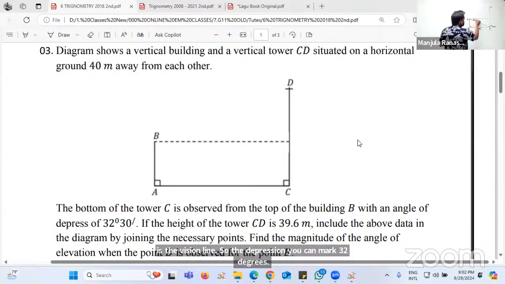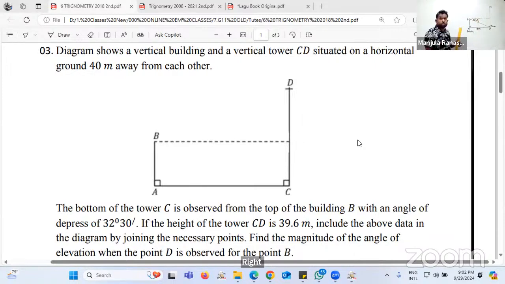30 minutes. When you draw these things, make it large. No need to measure the angle. This is not a scale diagram, just mark, no need to measure, but draw bigger, largely. If the height of the tower CD is 39.6 meters, you mark 39.6 meters there.